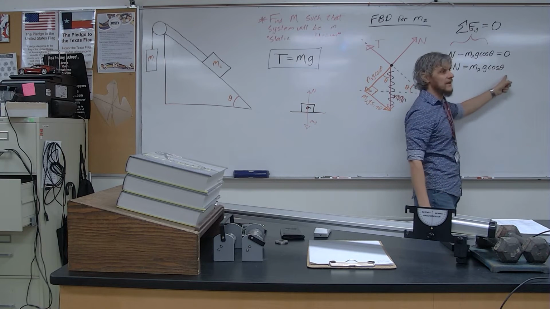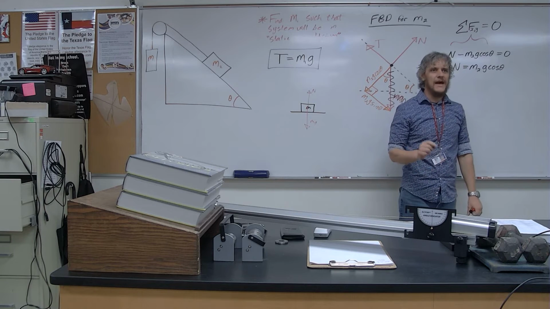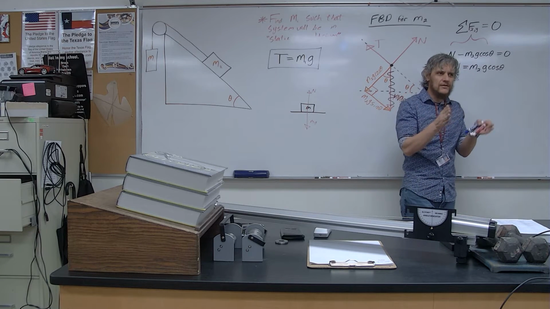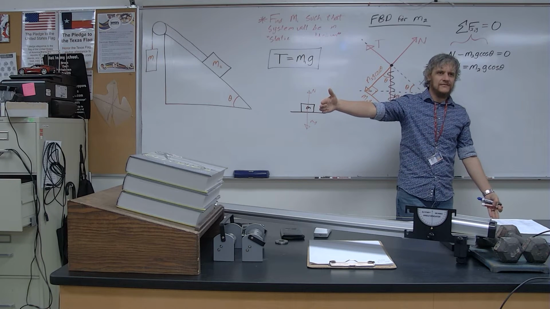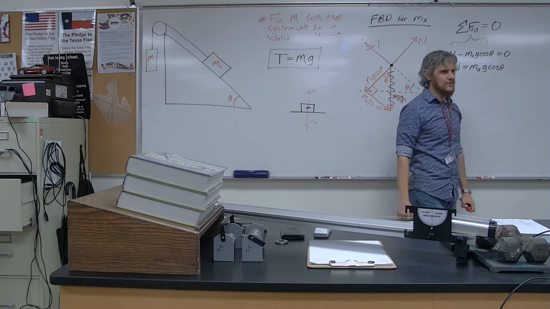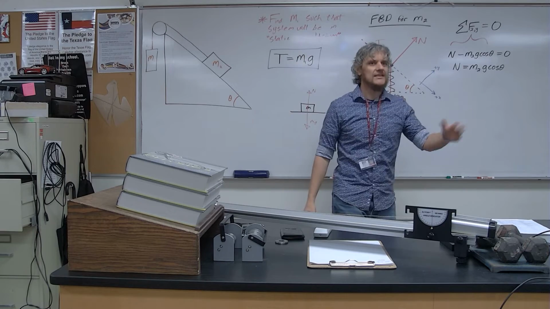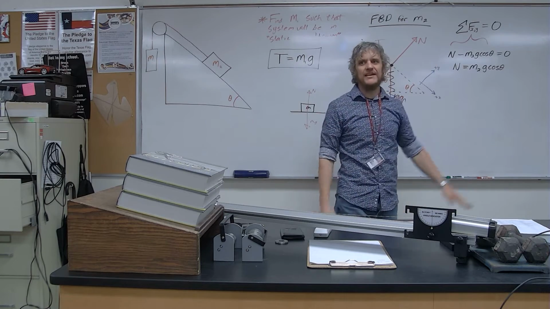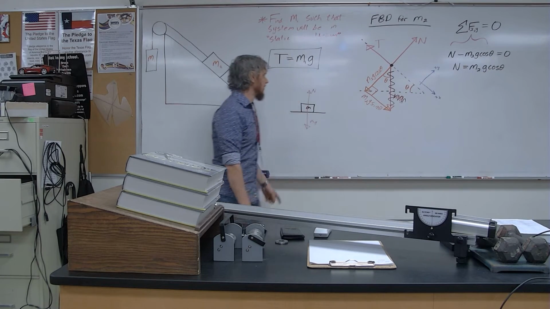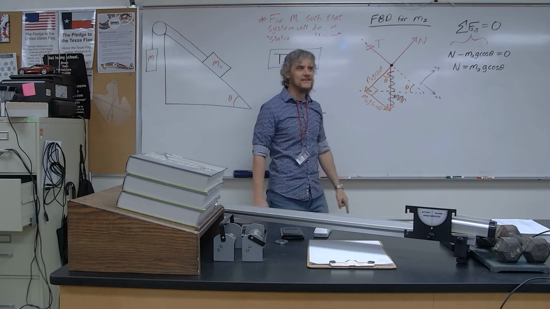Cosine of any angle can't be bigger than 1. That would imply a right triangle with a hypotenuse shorter than one of its legs. That can't happen. So the cosine of an angle cannot be greater than 1. It's always going to be less than 1, except for that specific case when it's 0 degrees. When it's 0 degrees, the cosine of the angle is 1, and the normal force equals mg. The equation has that. The math has that built in.